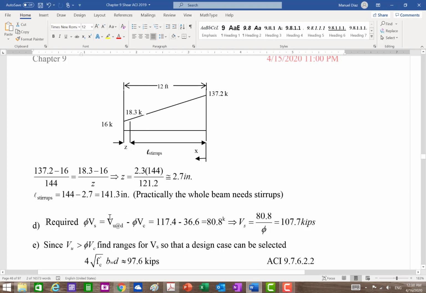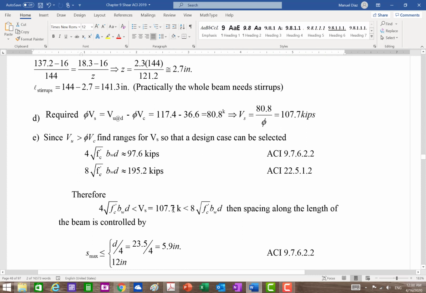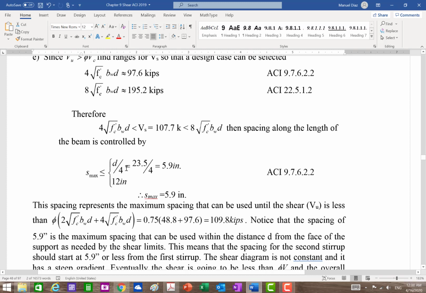Okay? So I find my phi V sub s, same as before. The value of D minus the concrete strength, the difference is the steel. Remove the phi factor, check my ranges. And here my range went past the 4, but less than the 8. So that adds one complication here. So now my maximum spacing within the distance D is D over 4 and 12. And that becomes 5.9. That's my maximum within the distance D. Okay?